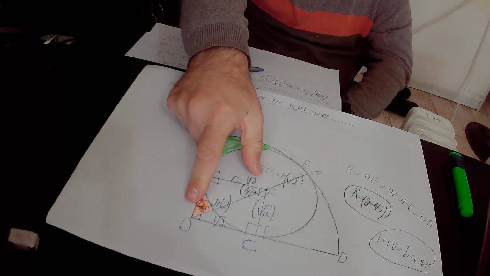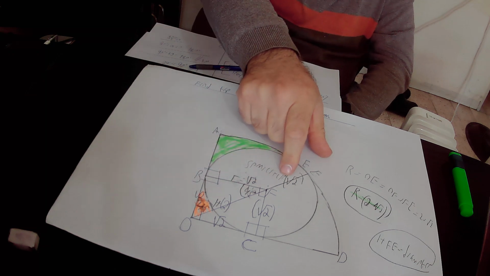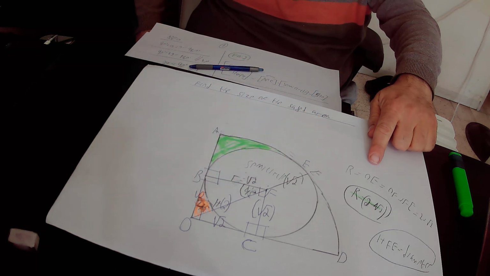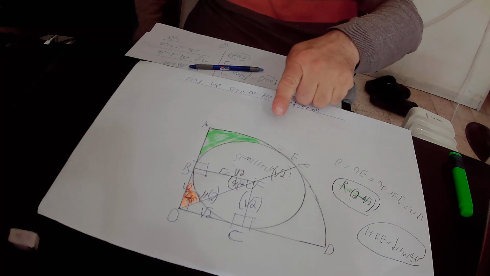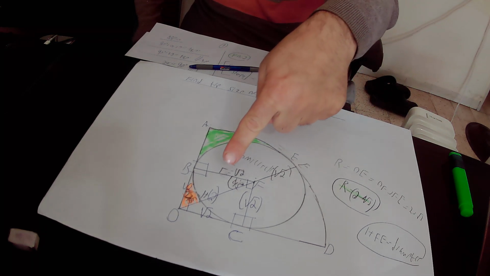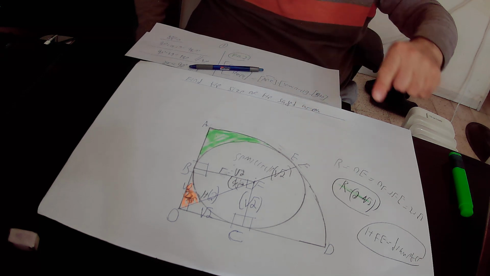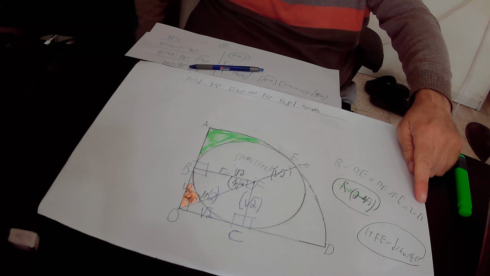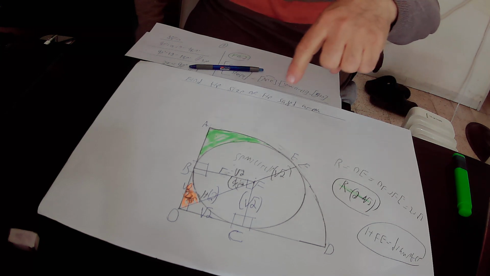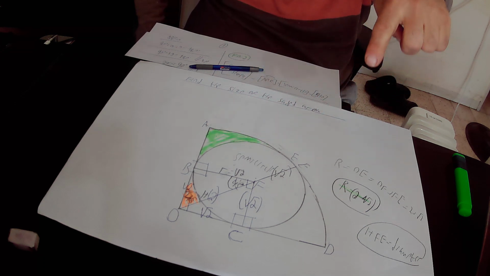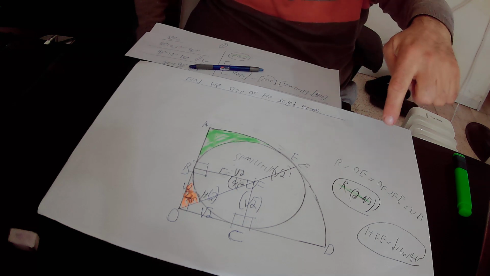OFE equals OF plus FE. OF equals 2 and FE equals the square root of 2. So in total, OFE equals 2 plus the square root of 2. That is to say, the radius of this quarter circle, which is equal to capital R according to our definition, equals 2 plus the square root of 2.